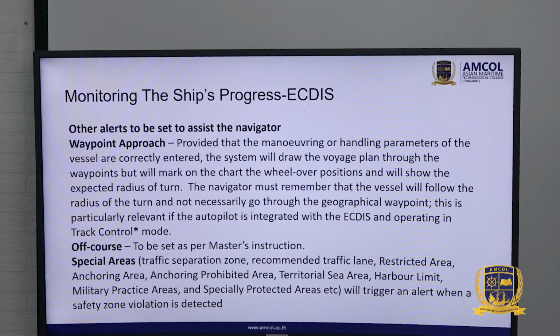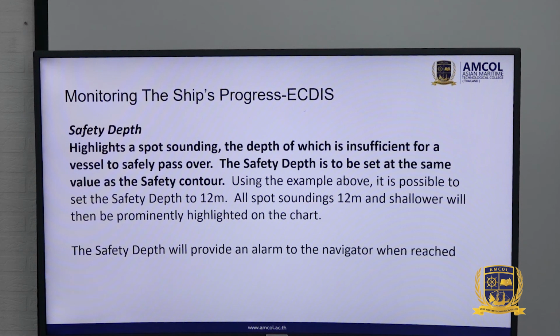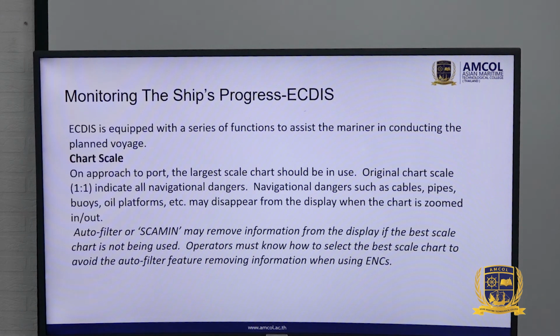Then the ECDIS also gives you special areas. There are areas where there is emission control, where you need to change to low sulfur fuel etc. The officer of the watch will get a warning that he should have marked during his planning stage, and an alarm will trigger that the vessel is about to enter these areas. Safety depth, we have already mentioned that these settings have to be considered. The scale of the chart, SCAMIN, is one of the functions.